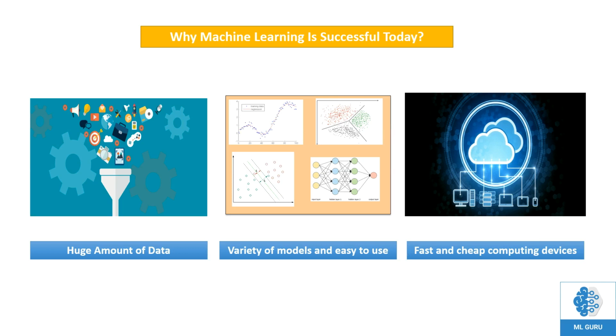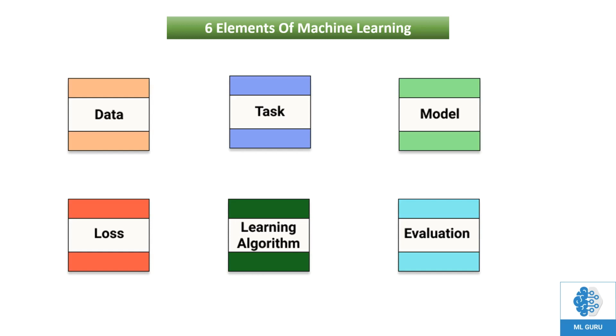Now when we are talking about a machine learning model, there are 6 basic elements to it. These elements are the data, task, model, loss, learning algorithm, and evaluation. In upcoming lectures we will talk about each block specifically. Till then, thank you.